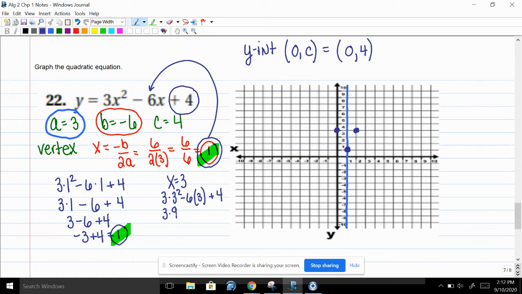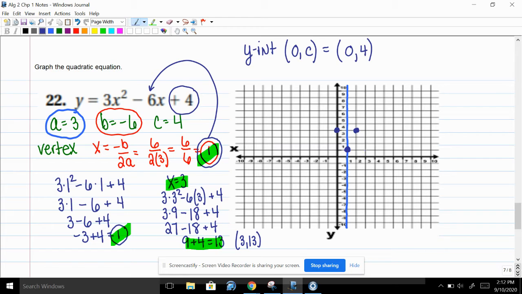3 times 3 squared is 9, minus 6 times 3 is 18, plus 4. 3 times 9 is 27, minus 18, plus 4. 27 minus 18 is 9. 9 plus 4 gives me 13. So that means the ordered pair (3, 13) is on my graph. When x is equal to 3, y is equal to 13. (3, 13) is on the graph.